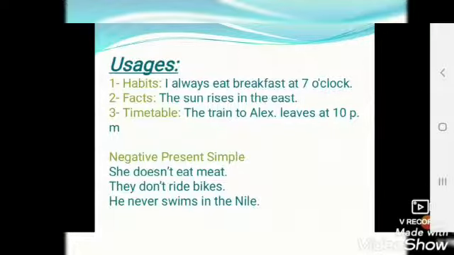How can we change the present simple tense into negative? We use doesn't with singular. We use don't with plural, like the example: she doesn't eat meat and they don't ride bikes. We can also make the present simple negative using never, like the example: he never swims in the Nile.